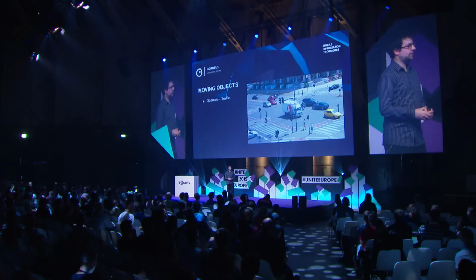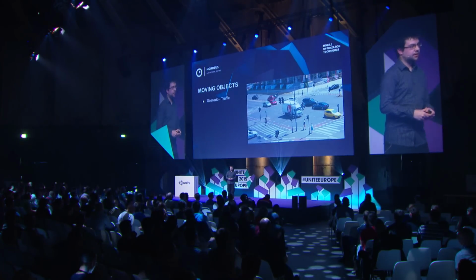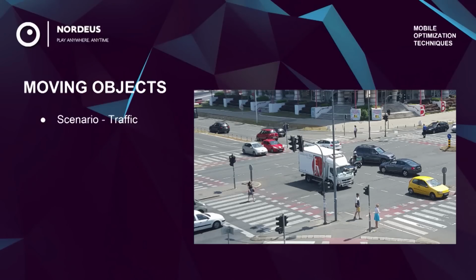But there's another category of objects that we haven't even gotten to, and they can add a lot more draw calls than static objects can. And those are objects that are moving. This picture illustrates the scenario that we had in our game. There are a bunch of cars in that picture. All of them have at least 4 wheels, and all of those wheels need to be turning for this scene not to look uncanny. And that added a huge amount of draw calls, and it needed to be solved.